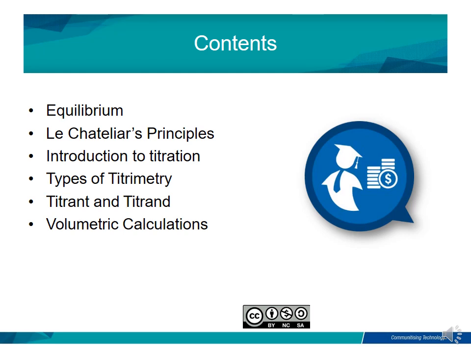The first one is equilibrium. Second one is Le Chatelier principles. Next, the introduction to titration. Next is the types of titration. So here you can see the word titration actually comes from the titration method. Next is titrant and titrand. So you can see a difference between these two terms. And the last one is the volumetric calculation.